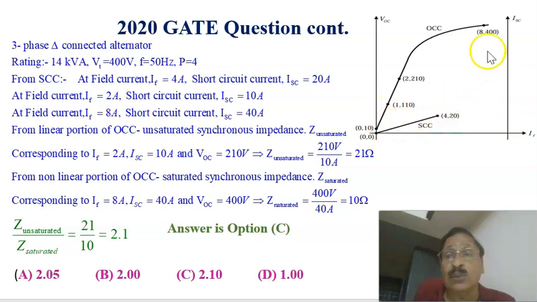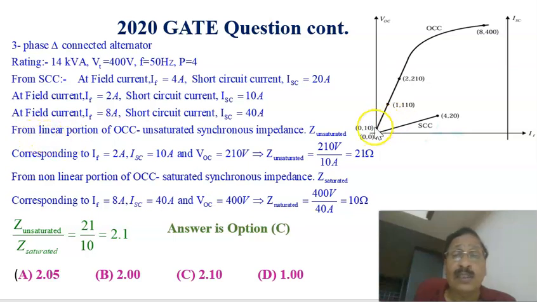Similarly, corresponding to a field current of 8 amperes, the short circuit current equals 8 into 5, 40 amperes. This is a straight line, therefore that can be extrapolated or calculated.